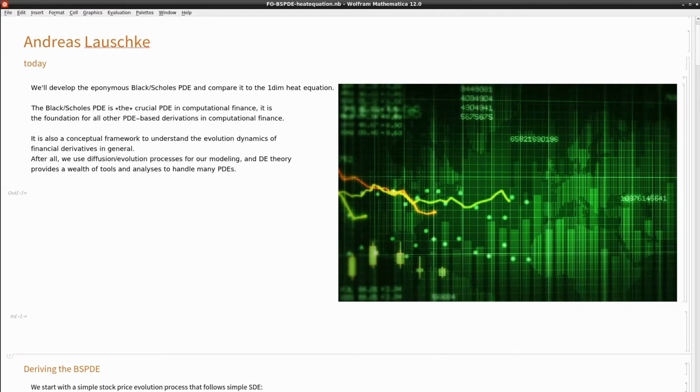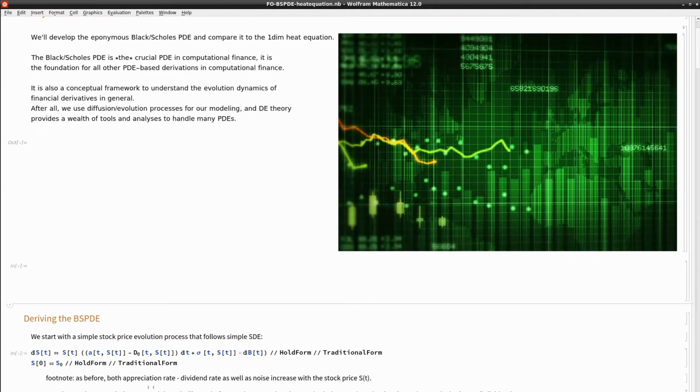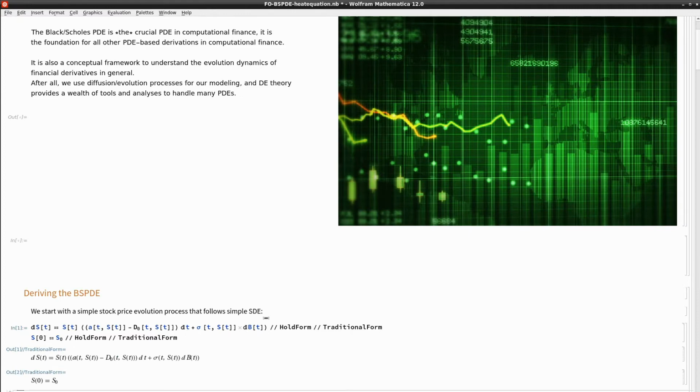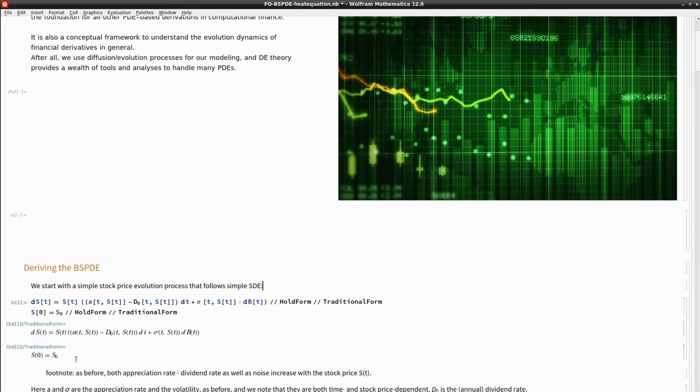Let's derive the Black-Scholes PDE. We start with a very simple stock price evolution that follows a simple SDE, and we've used this model before. I immediately start with a footnote. As before, both the appreciation rate minus dividend rate as well as noise increase with the stock price S(t), right? So you see S(t) is multiplied with the entire expression, right? It's multiplied with everything on the right hand side.